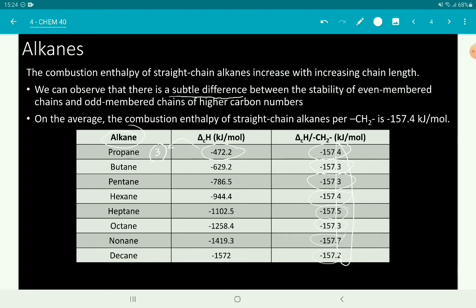On the average naman, kapag kinuha mo yung average nito, makuha mo ay negative 157.4, which is the value of the combustion enthalpy of straight-chain alkanes per methylene group. Okay? So, per methylene group, that's negative 157.4.